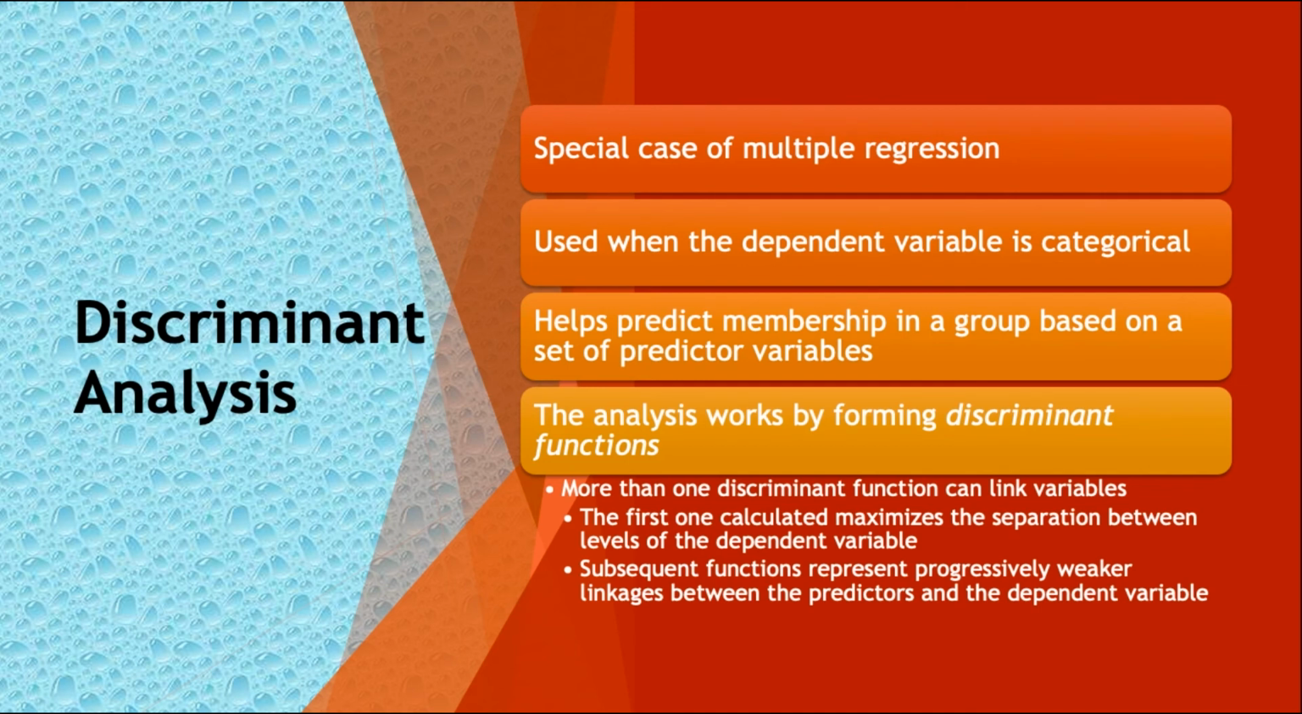Each discriminant function represents a different linkage between the predictors and the dependent variable. The first one calculated maximizes the separation between levels of the dependent variable. Subsequent functions represent progressively weaker linkages between the predictors and the dependent variable. Because the computations needed to perform discriminant analysis are complex, you will probably use a computer program to conduct it. In this case, we have SPSS conduct a discriminant analysis with its analyze subprogram.